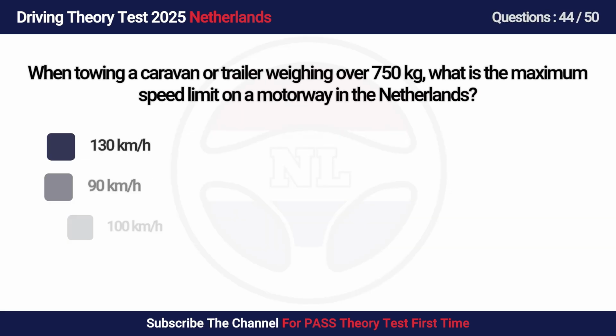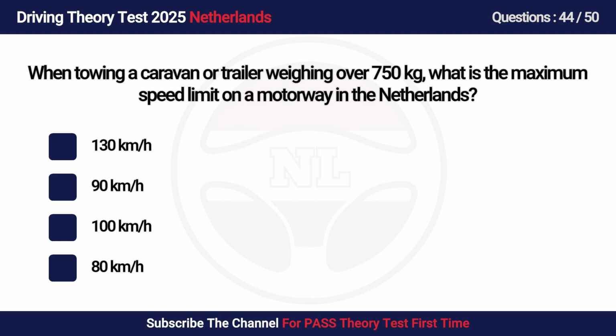Question 44. When towing a caravan or trailer weighing over 750, what is the maximum speed limit on a motorway in the Netherlands? A. 130 km per hour. B. 90 km per hour. C. 100 km per hour. D. 80 km per hour.